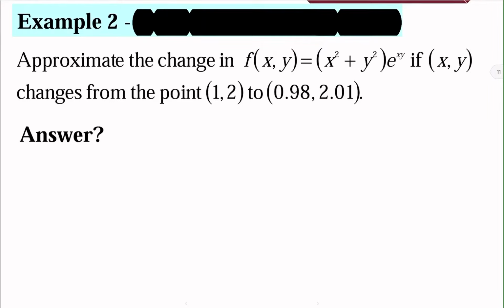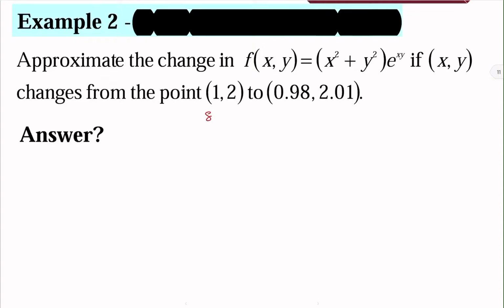Okay, let's try the next example here. For the increment, we want to find the approximate change in z equal to f(x,y), where f(x,y) is (x squared plus y squared) multiplied with the exponent e^(xy). So if the change of (x,y) is from (1, 2) to (0.98, 2.01). Okay, so now we can see here the increment.